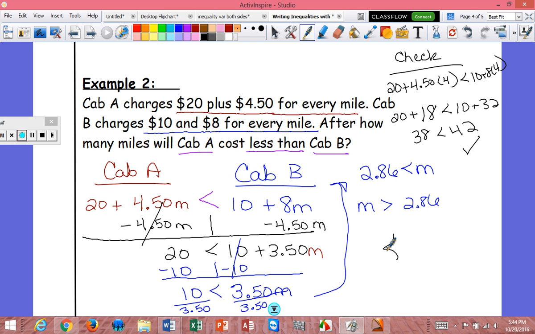And if I were to graph it, from 2 to 3, 2.86 would be closer to 3. So I would have an open circle and it would be shaded to the right. All right, go ahead and take a moment to pause and write down a sentence as your answer. For example, I would say for cab A to cost less than cab B, the cabs would have to drive more than 2.86 miles.